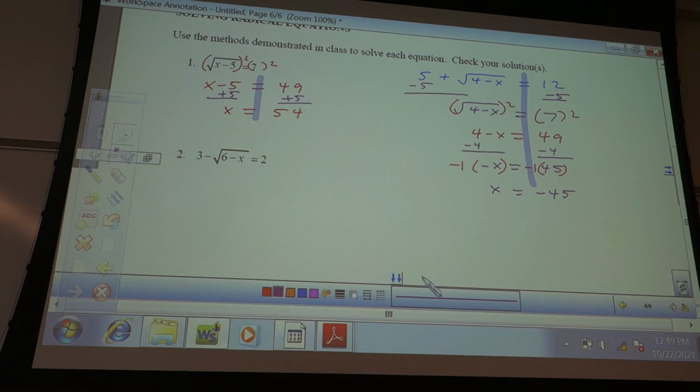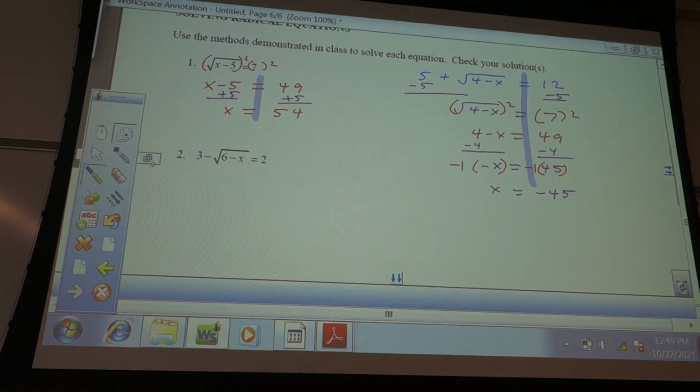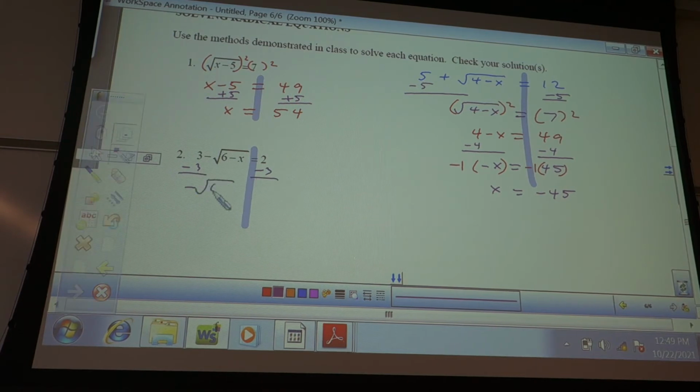Number 2, I'll go through number 2. I need to get my square root by itself, so let me just draw my little line down here. I'm going to subtract 3 from both sides, and we'll end up with negative square root of 6 minus x equals -1. And then it's kind of by itself, it's just negative, so I can square both sides, it's totally fine.